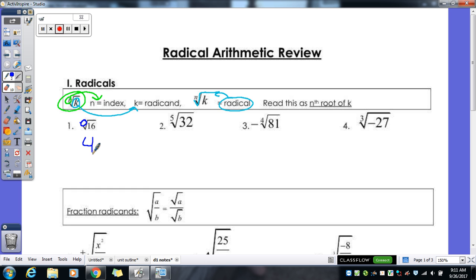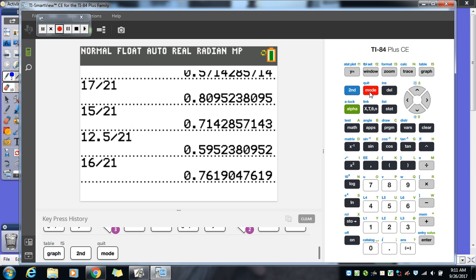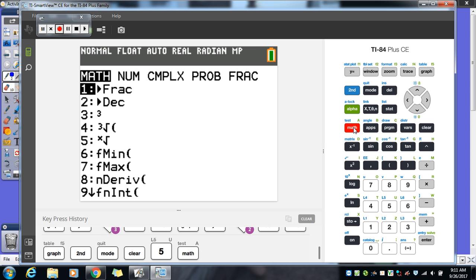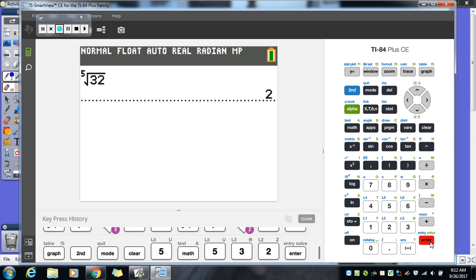Over here in number 2, they want us to find the fifth root of 32. Not everybody knows that one off the top of their head, so we're going to use our calculator to help us. When we want to do the fifth root, you type in the 5 first because you're looking for the fifth root. You go to your math button, and you want choice 5. It's got the x out in front because that means you can make it any root. If your calculator's updated like mine, it'll put the 5 as that little index number out in front, just like you're used to seeing. Then you type in your 32, and we enter. So the fifth root of 32 is 2.